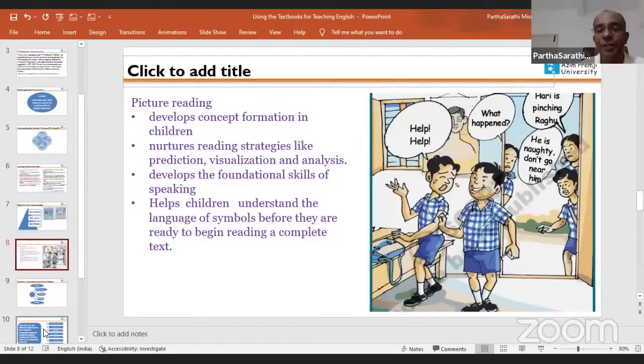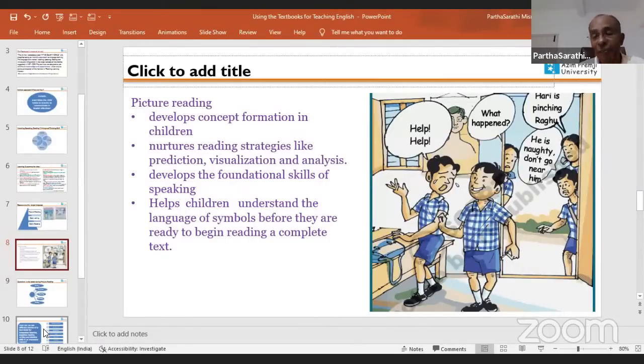Help, help. For example, this picture, help, help. And you see that what happened. Now, you can let them respond. Let them say whatever they like. Don't discourage them. Because there are different ways in which we can use pictures. For example, finding. Ask children to find out things in the picture. What are there in the pictures? What do you see in the picture? What is happening in the picture?